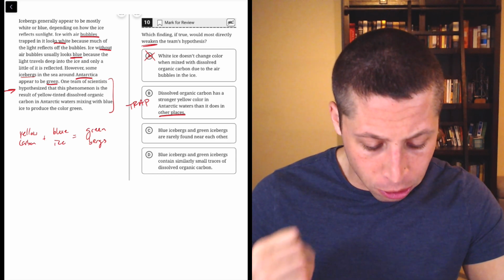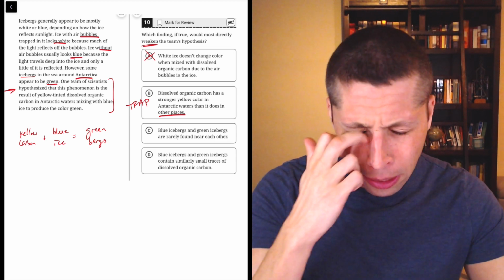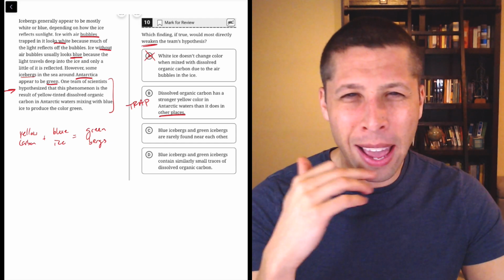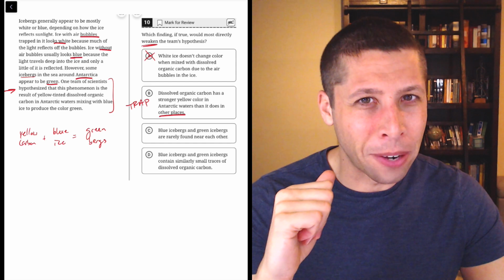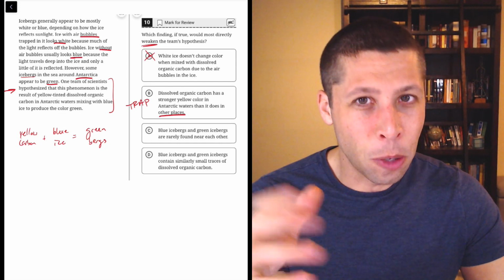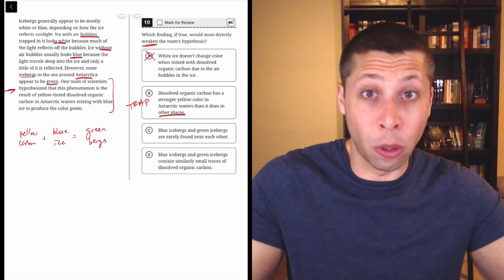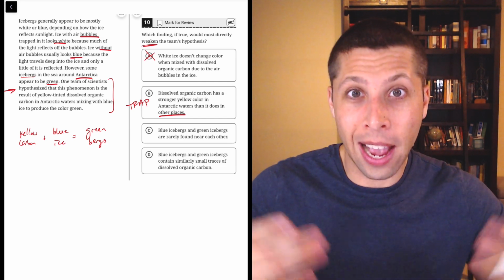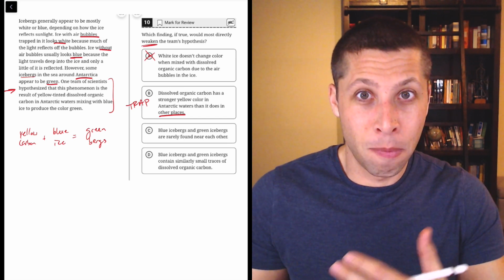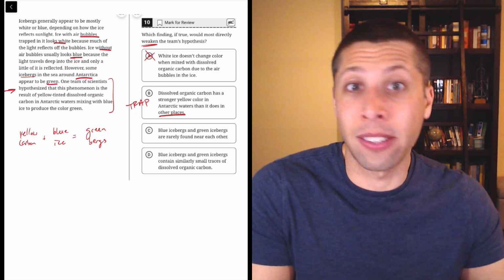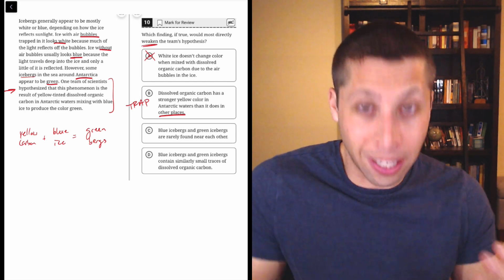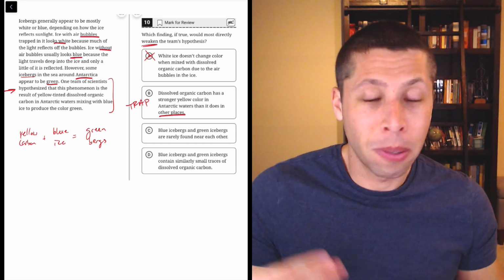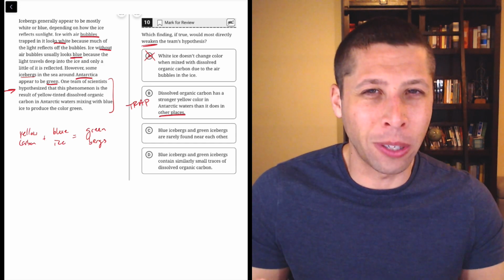C, blue icebergs and green icebergs are rarely found near each other. Well, okay. That seems like it would also support the hypothesis a little bit, right? Because if you're in Antarctica, then according to choice C it would be rare to have blue icebergs, because the water has this yellow stuff in it that's going to make all the blue icebergs actually green icebergs, right? Because the blue ice plus the yellow carbon is what makes it green.